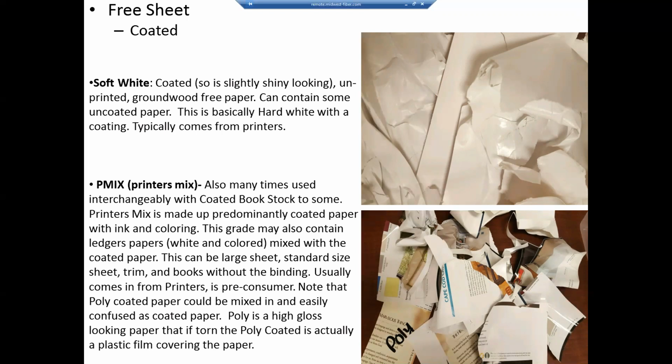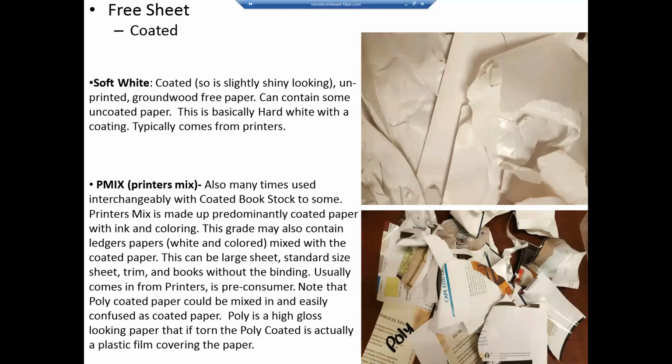Soft white paper is basically just hard white paper with a coating. It is unprinted and groundwood free. This can contain some uncoated paper, but we want to try to keep that to a minimum since soft white is worth less than hard white. We will usually see soft white paper coming in from printers.